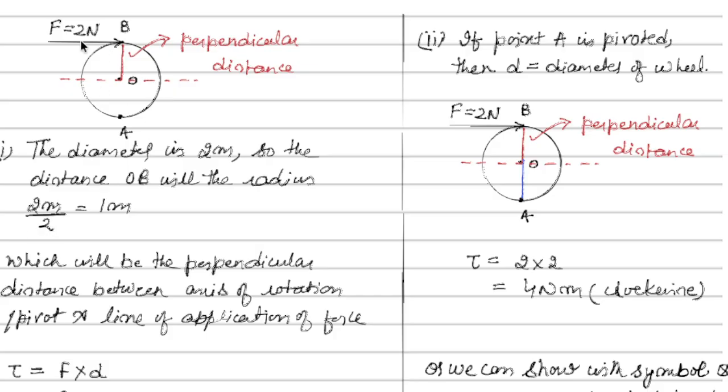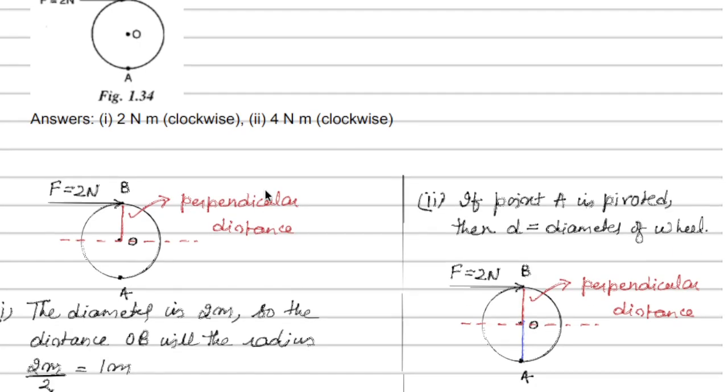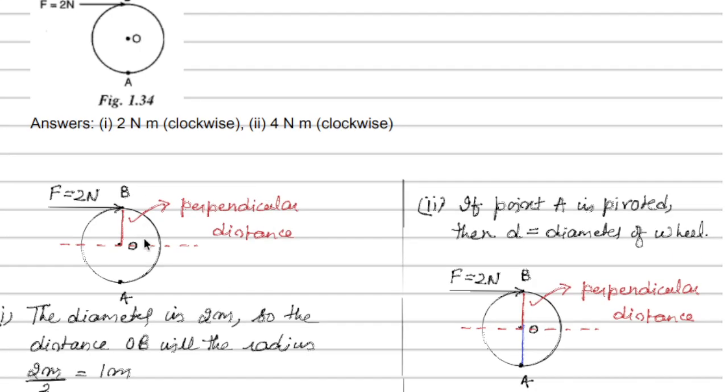So here, in the first case, the perpendicular distance will be this length. So we will halve it because the diameter is 2 meters. So the radius will be 1 meter. So 2 meter by 2 will be 1 meter. Then we will calculate the torque as force into displacement, 2 into 1, 2 Newton meter, and it will be in clockwise direction. So if you can see from the diagram, it will be rotating like this, right? So it will be a clockwise direction.